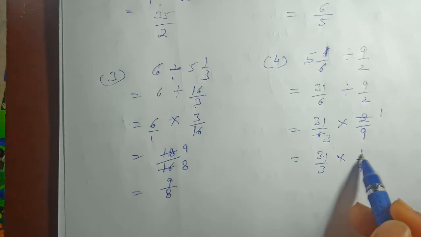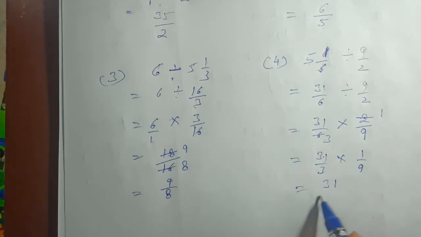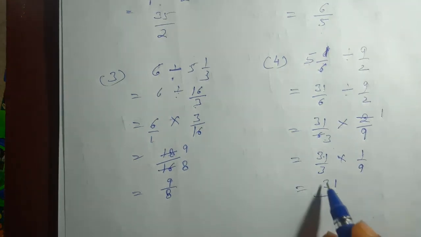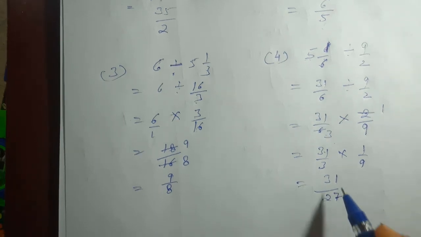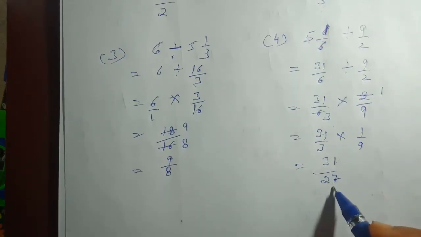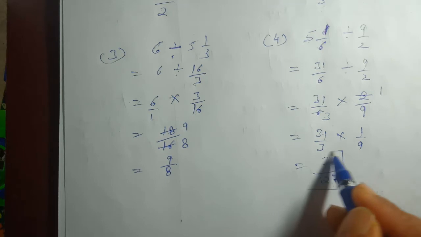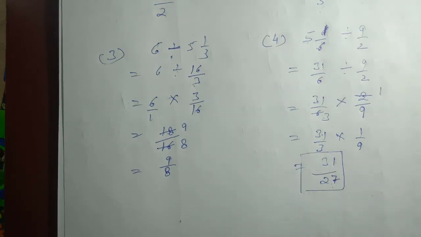Now multiply numerator by numerator. 31 into 1, 31, 3 into 9 will give 27. So further cancellation is not possible, so this is the answer. So this way we can find the division of fractions.